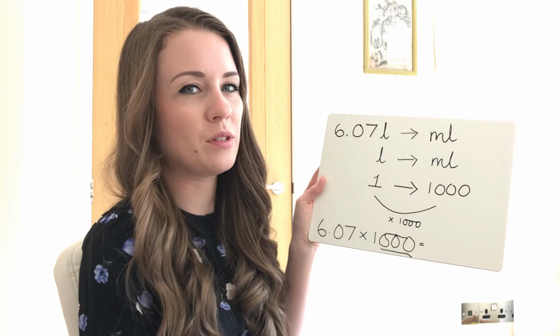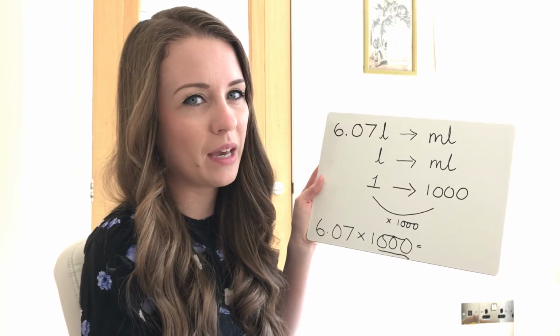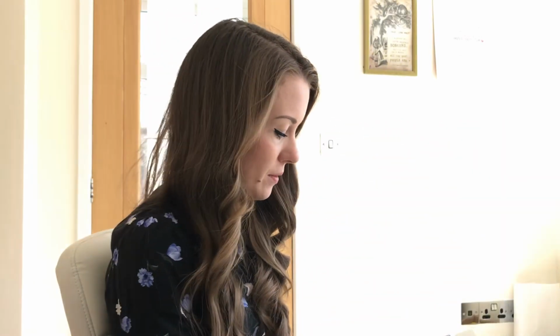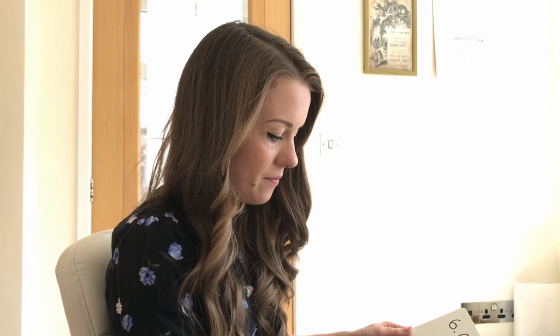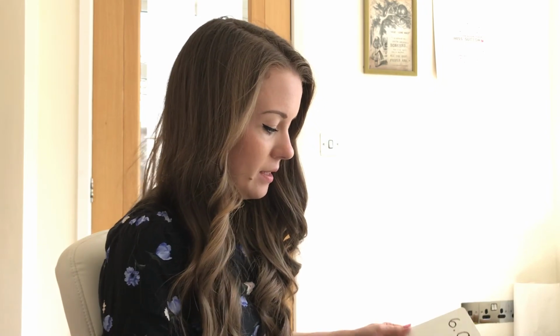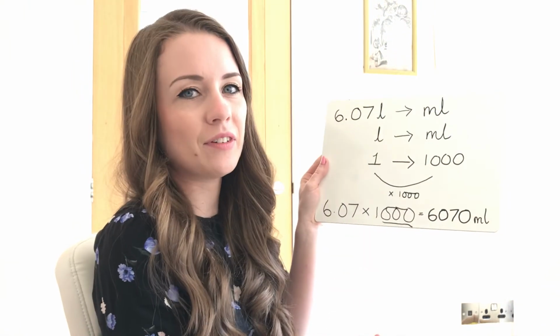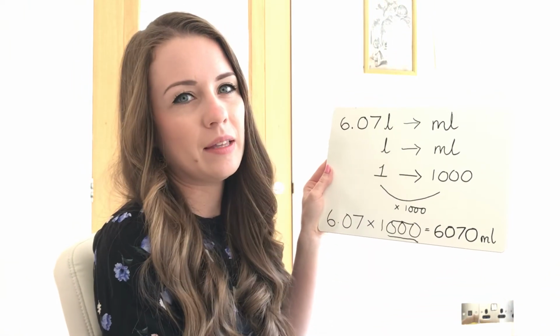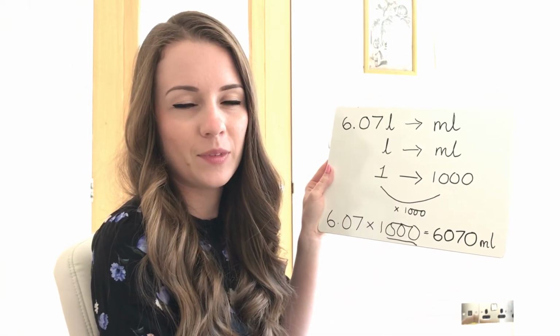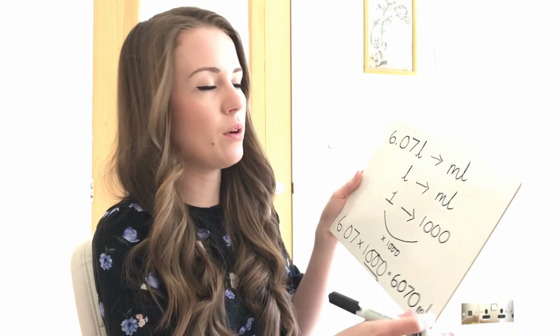So again, if you want to stop the video here, have a little go at that yourselves. But I know that if I do 6.07 times by 1,000, I will get the answer 6,070, and that will be millilitres. Okay, so those were our two examples of using our method to help us to convert between litres and millilitres.